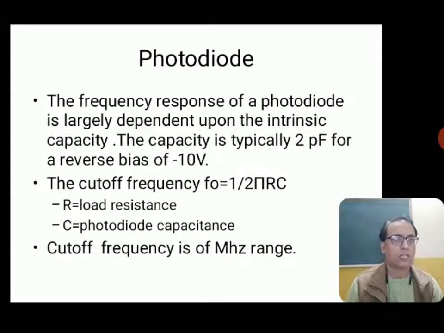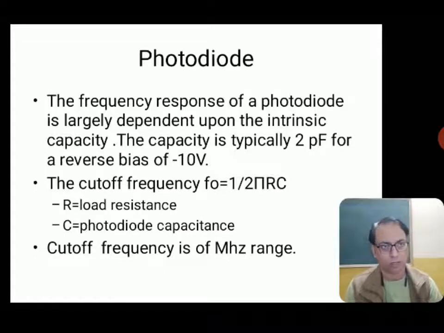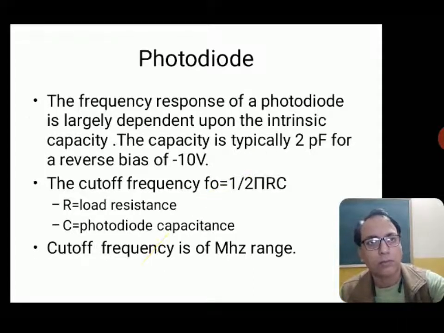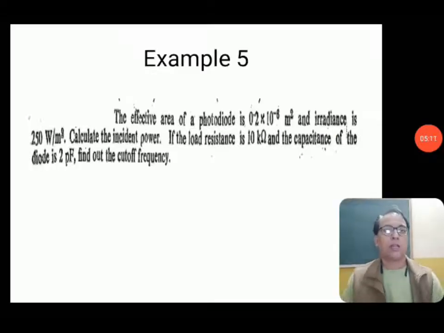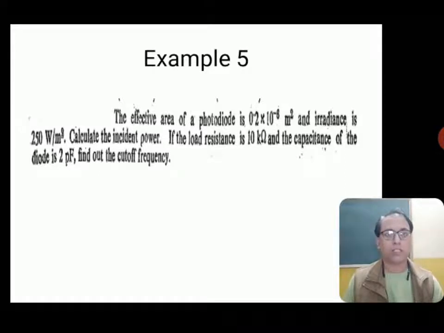The cutoff frequency can be calculated from that. It will be 1 by 2 pi RC, where R is the load resistance and C is the photodiode capacitance. The cutoff frequency is in the megahertz range. So from the load resistance and photodiode capacitance, we can find out the cutoff frequency of a photodiode. Let us see a numerical based on the above relationship.